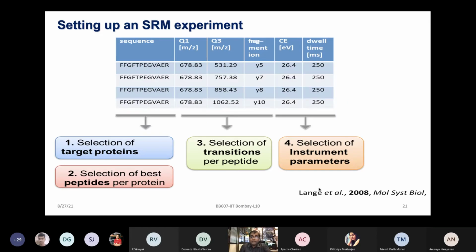So thinking about doing a good SRM experiment requires a lot of knowledge, starting with which protein you are going to select, which will depend upon your previous data analysis workflow, which you have already been trained in by now. You will also look at the literature and think about which proteins to target. Then, which of the best peptides I should take.